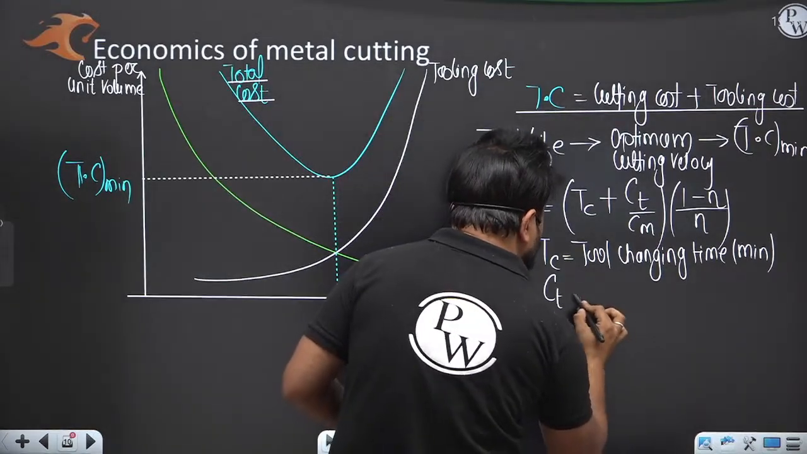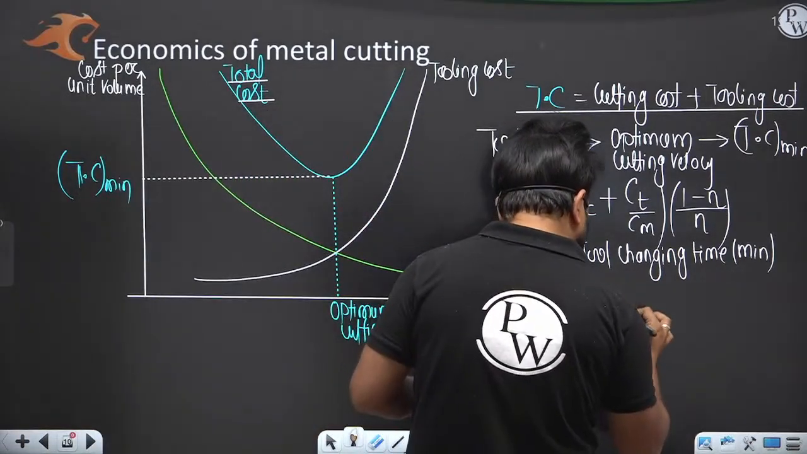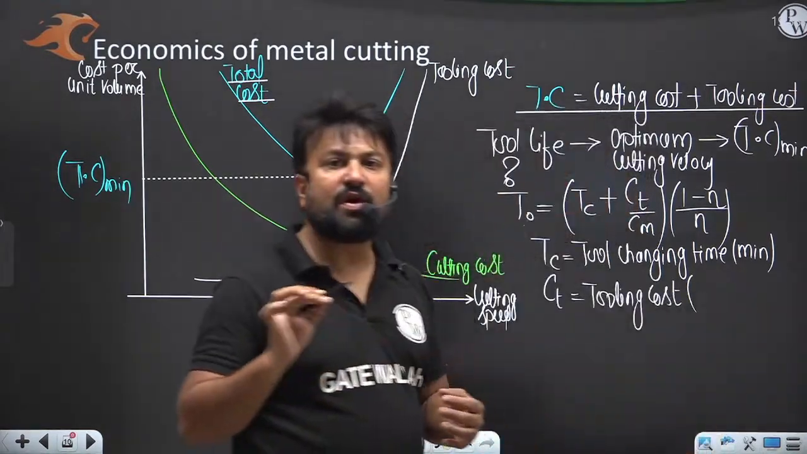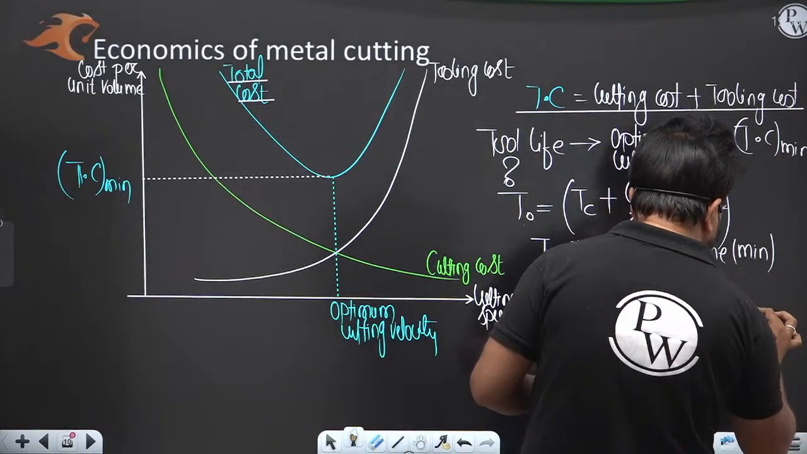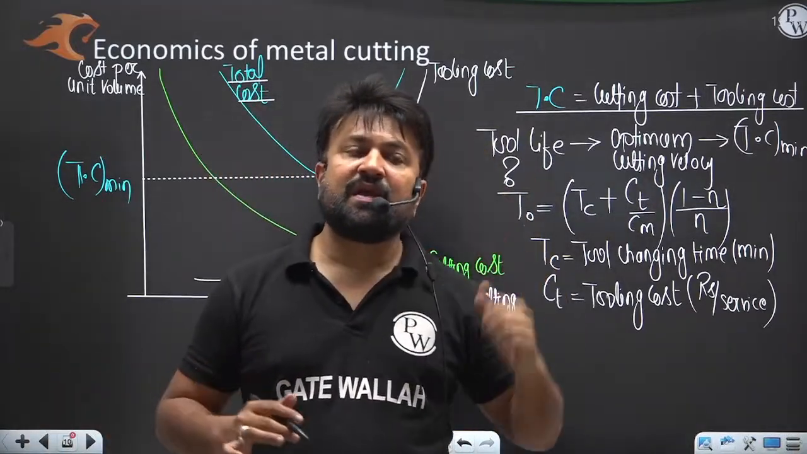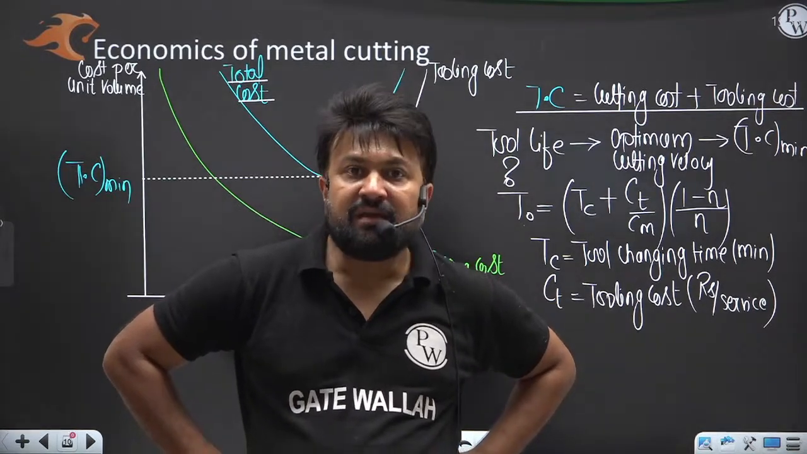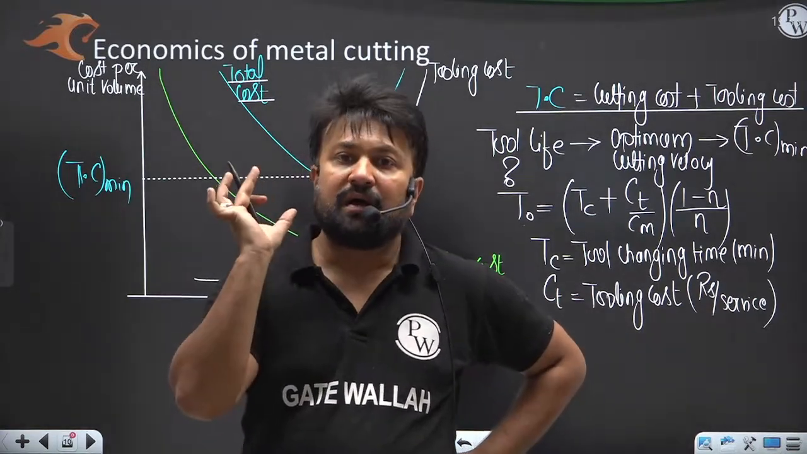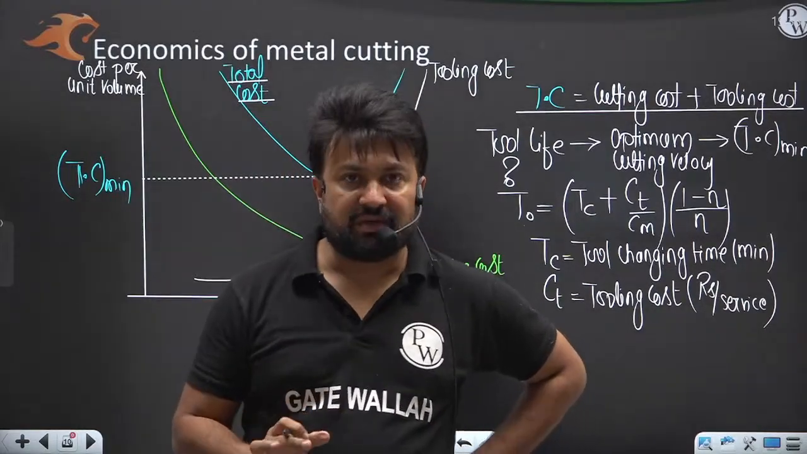CT is the tooling cost, and the unit of the tooling cost is rupees per service. Always remember rupees per service. Sometimes a student can ask, sir, how can we figure out the CT? Whenever you get the unit rupees per service or rupees per replacement, that is the CT, the tooling cost.